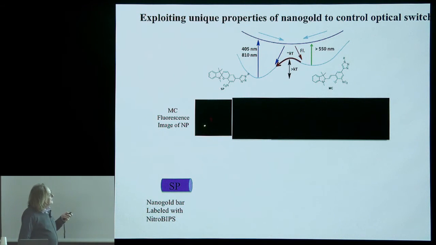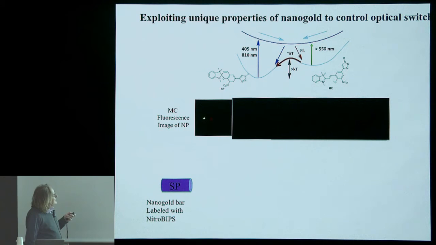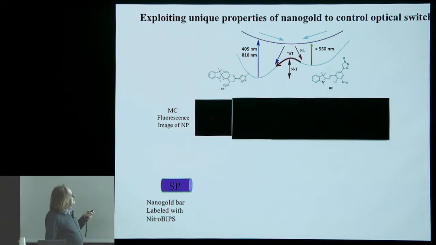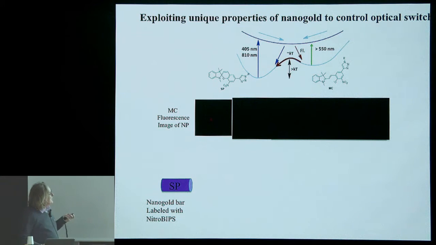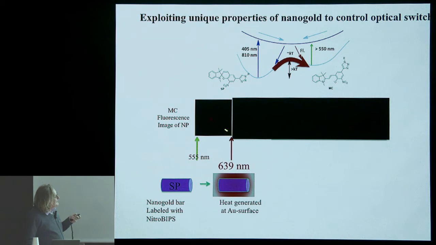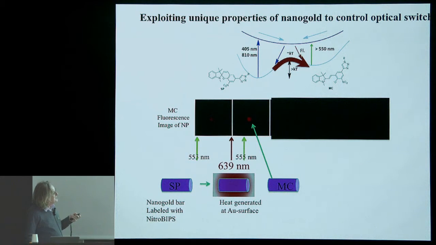This is a single nanoparticle, gold nanobar, and we're looking at this merocyanine fluorescence. So we're exciting the molecule at 550, and we see in the initial state a very weak fluorescence. Some merocyanine molecules obviously are stable on the surface. But then we do the 639 excitation of this gold nanobar to heat the gold surface, and we continue to image the merocyanine fluorescence, and instantaneously you see the generation of a bright merocyanine fluorescence from the same bar.